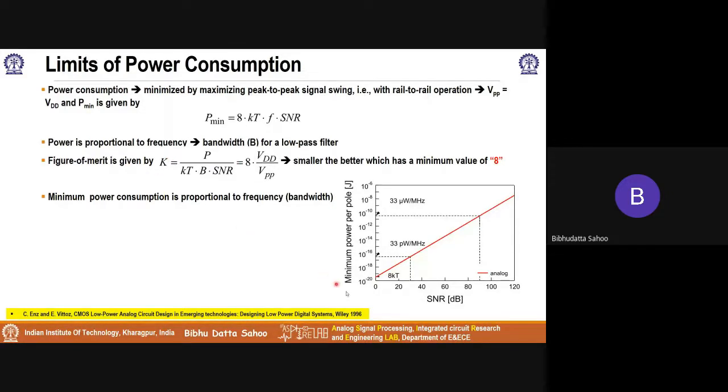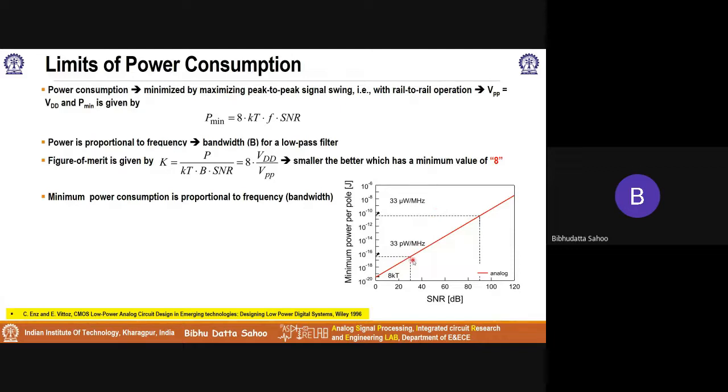Okay, so now on this plot we see that the x-axis is the SNR, and minimum power per pole. So pole means the bandwidth defines the pole of the filter. Minimum power per pole, which translates to the energy. So you can see that this is turning out to be a straight line for a given SNR. Okay, so if we have to operate from an SNR of 30 dB to 90 dB, you can see that our power increases by a few orders of magnitude, 6 orders of magnitude.